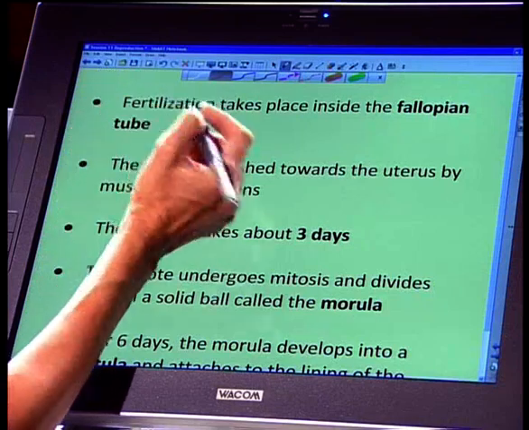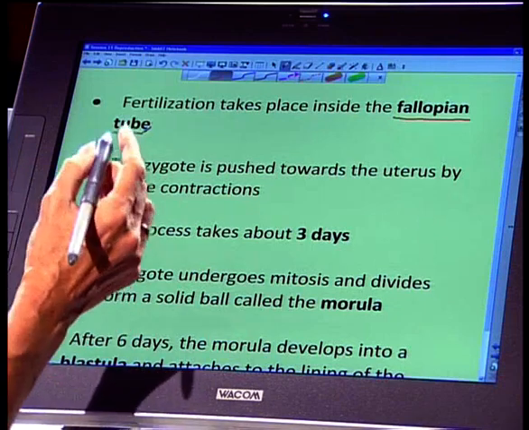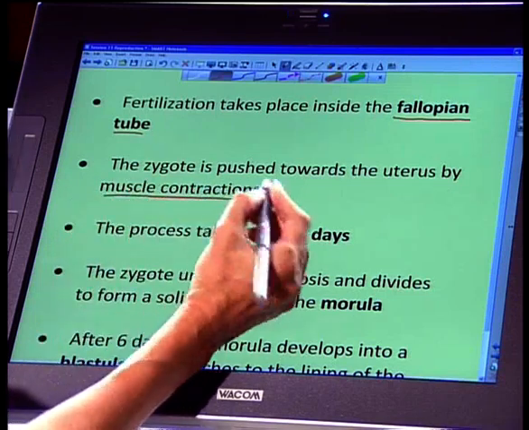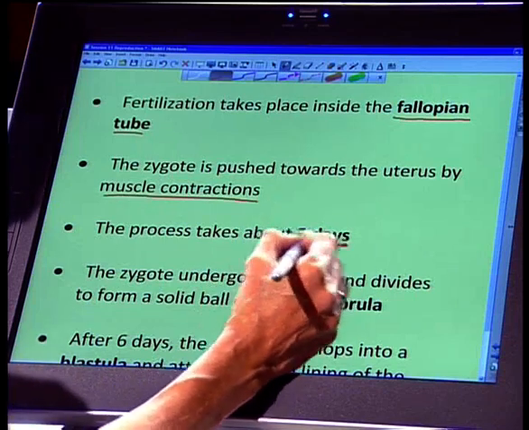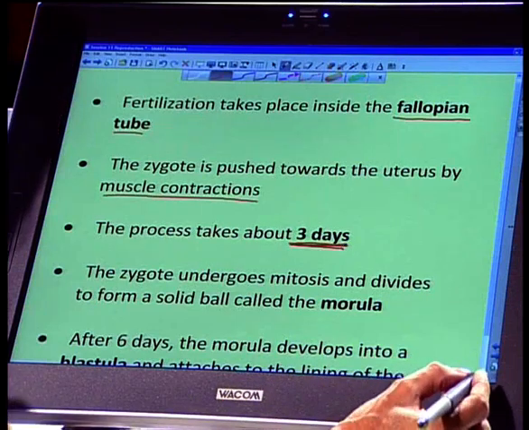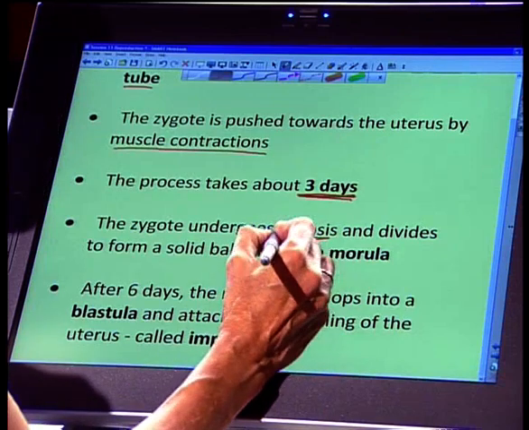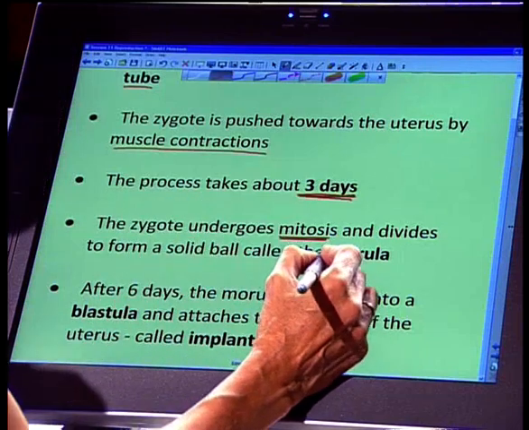So, fertilization takes place in the fallopian tubes. We've gone through that. The zygote is pushed towards the uterus by muscle contractions. It's a form of peristalsis. The process takes about 3 days. Everything takes 3 days. The sperm only live for 3 days as well in the fallopian tubes. The zygote undergoes mitosis, and it divides to form a solid ball called a morula.